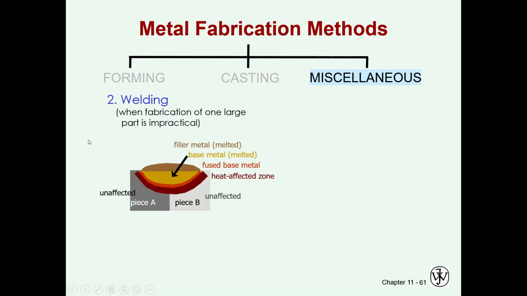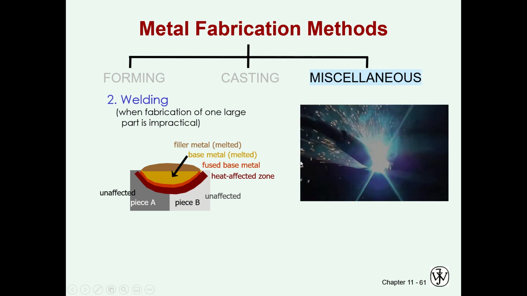So you also have welding. So welding is another metal fabrication method. When fabrication of one large part, so we use welding if we want to join many other parts. Okay, that's what we do, welding.